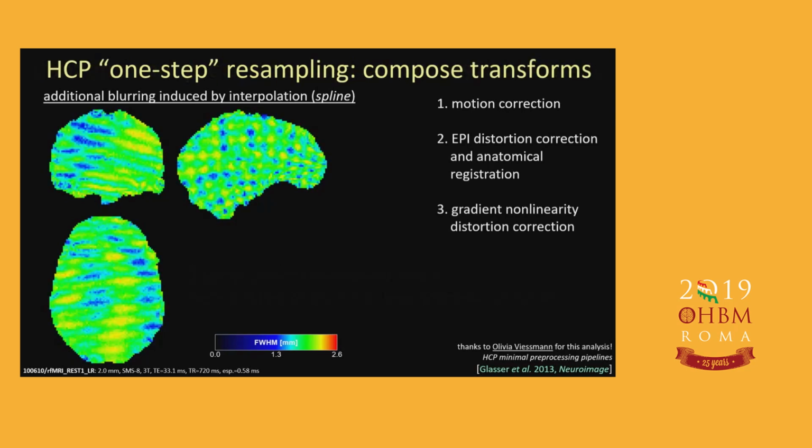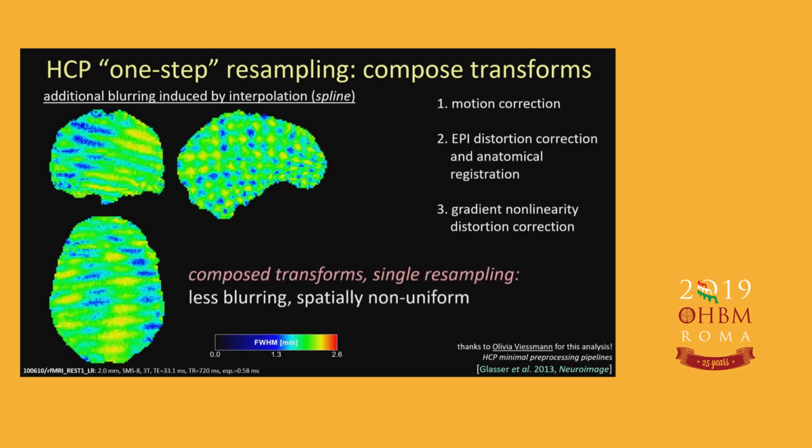So I think a better approach that's been advocated in the Human Connectome Project, in a paper by Matt Glasser that I was involved with a few years back, is composing the transformations in order to minimize the number of interpolation steps applied to the data. If we compose the transformations and perform a single resampling, there's less blurring. However, it does become somewhat spatially non-uniform. However, it's really straightforward to estimate the pattern of resolution losses if you know the transformations.